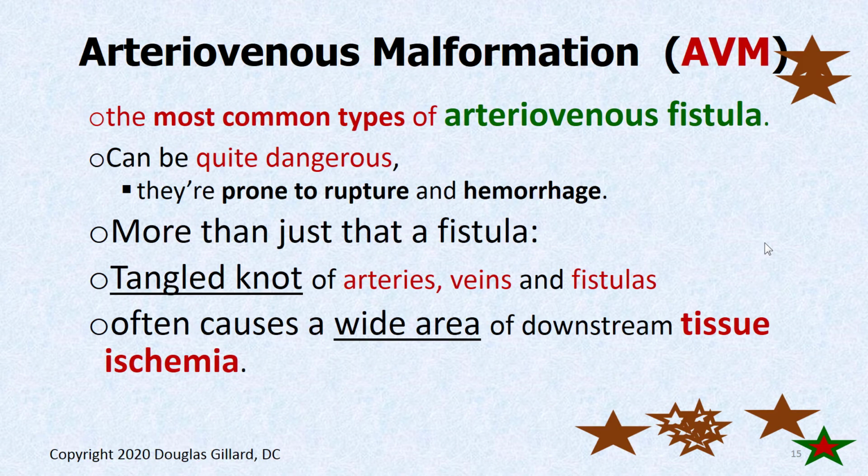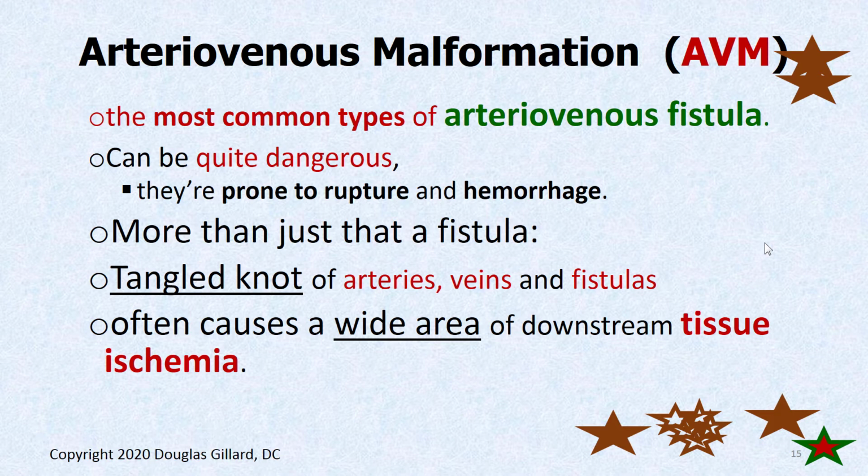AV malformations, those are AVMs. They are a subcategory of arteriovenous fistula. They can be quite dangerous. They're prone to rupture and hemorrhage as well. But the key with AVMs is that they are typically in the central nervous system, which I should have put on the very first slide. These are CNS problems.